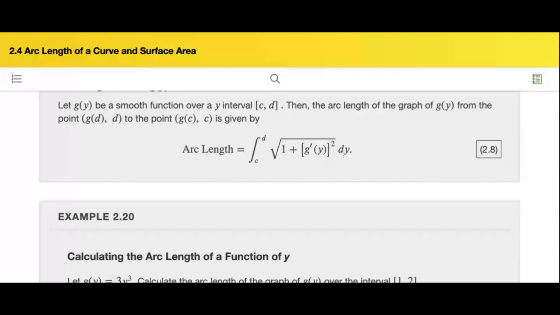If we're cutting into infinitely many pieces along the x-axis, the lower limit and upper limit will be x values. If we are cutting along the y-axis, the lower limit and the upper limit will be y values. So it's just the square root of 1 plus the function derivative squared.